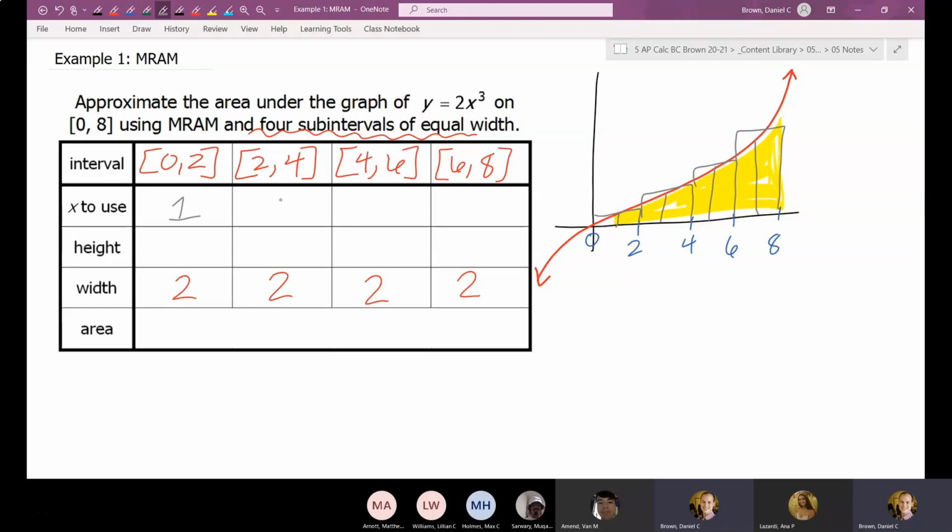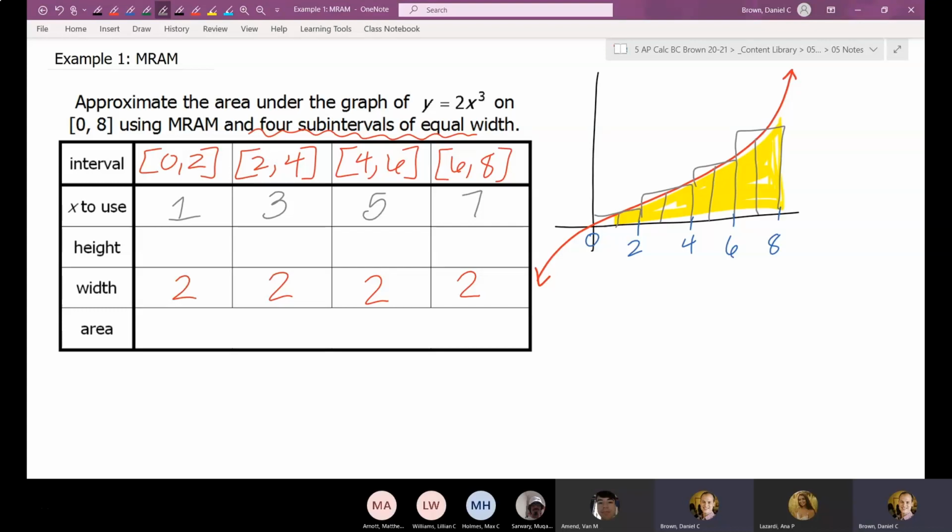Between 2 and 4, we would use 3. Between 4 and 6, we're using 5. And between 6 and 8, we're using 7. If this was an LRAM problem, I would use 0, 2, 4, and 6. If this was an RRAM problem, I would use 8, 6, 4, and 2.